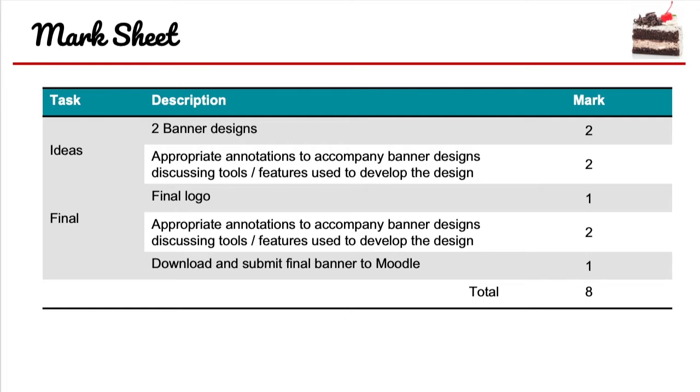In terms of how that breaks down into marks, you can see here 2 banner designs are 2 marks, appropriate annotations are 2 marks, final logo 1 mark, and appropriate annotations on the final logo are going to be worth 2 marks then, and you'll get then 1 additional mark then for submitting everything back to Moodle for me to mark.